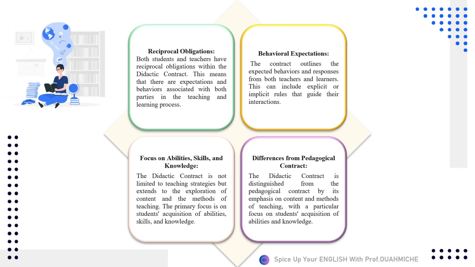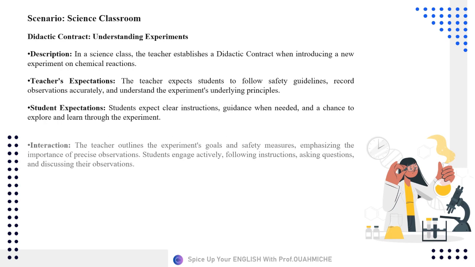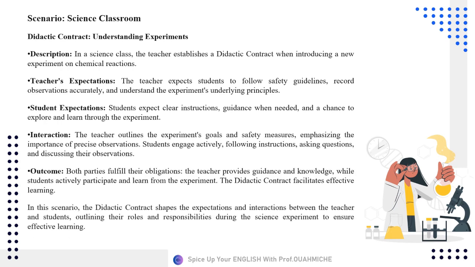We will take a look at this scenario as an example. In a science classroom, the didactic contract is understanding experiments. The description says, in a science class, the teacher establishes a didactic contract when introducing a new experiment on chemical reactions. The teacher expects students to follow safety guidelines, record observations, and understand the experiment's underlying principles. However, the students expect clear instructions, guidance when needed, and a chance to explore and learn through the experiment.